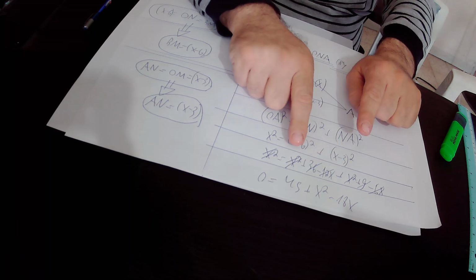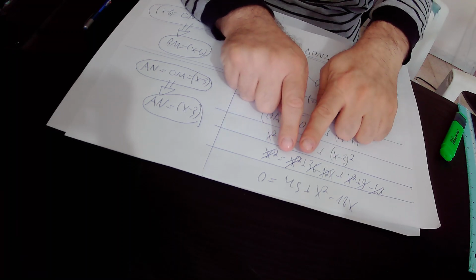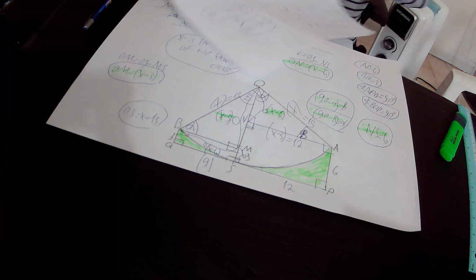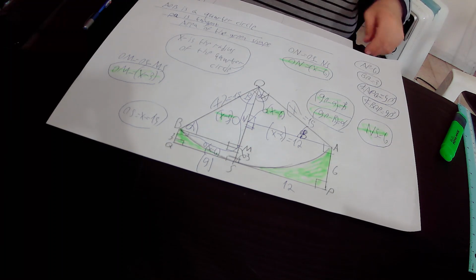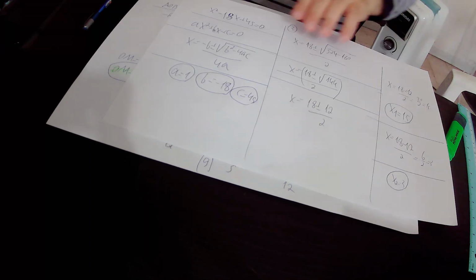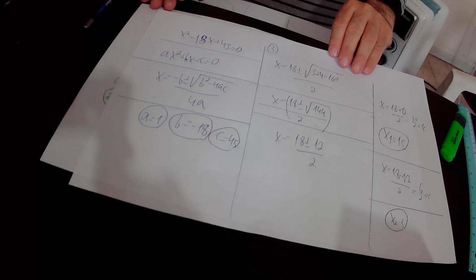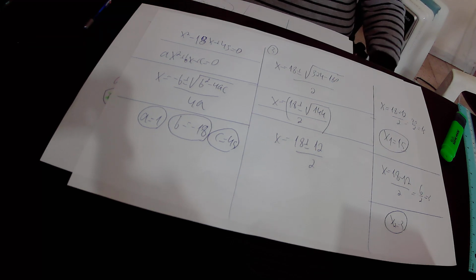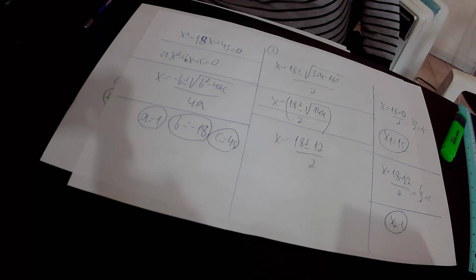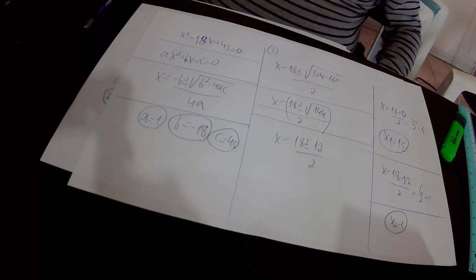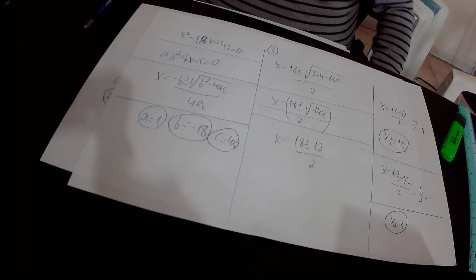So in conclusion, 0 equals 45 plus x squared minus 18x. That is, x squared minus 18x plus 45 equals 0. So this is a quadratic equation.